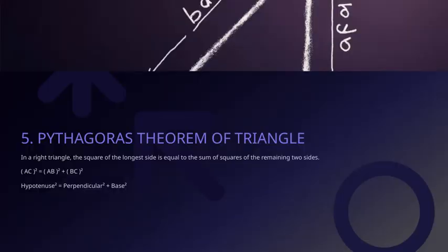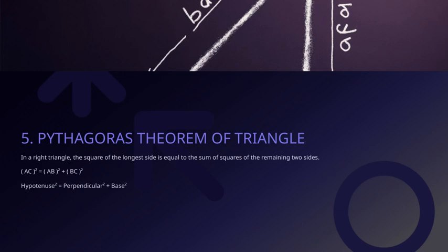All right, now let's talk about the Pythagoras theorem of a triangle. When we have a right triangle, there's a special relationship between its sides. Specifically, the square of the longest side, which we call the hypotenuse, is equal to the sum of the squares of the other two sides. To put it simply, if we label the hypotenuse as AC and the other two sides as AB and BC, then the formula is AC squared equals AB squared plus BC squared.